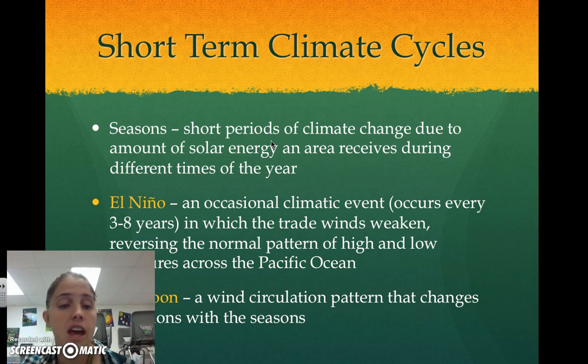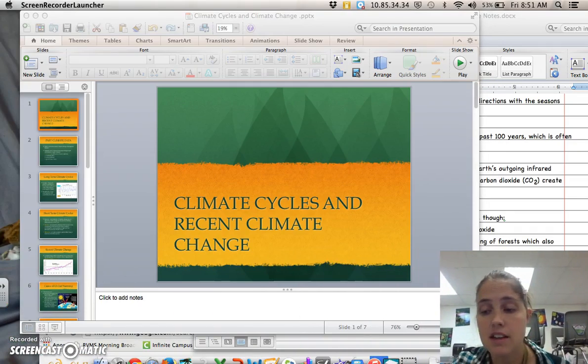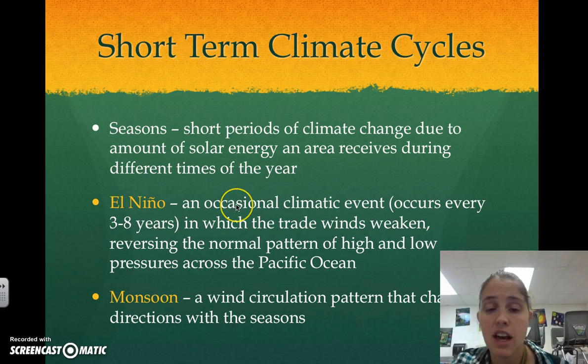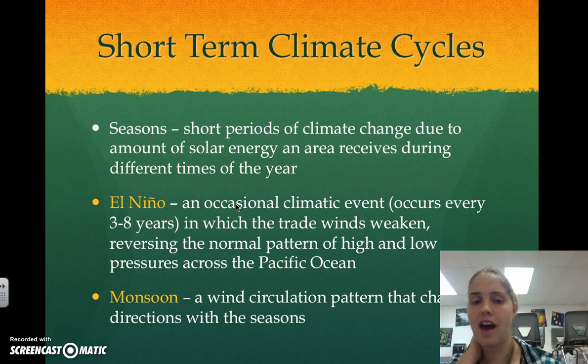so that's your local climate cycle. El Nino is something that impacts climate. It only happens every 3 to 8 years. We know that it's happening this year, so be watching for that. Basically what happens is the trade winds, remember the trade winds are the ones right around the equator, weaken. The normal patterns get reversed, and all of a sudden we get different high and low pressure systems than what normally happens in the Pacific Ocean, which definitely impacts our weather.